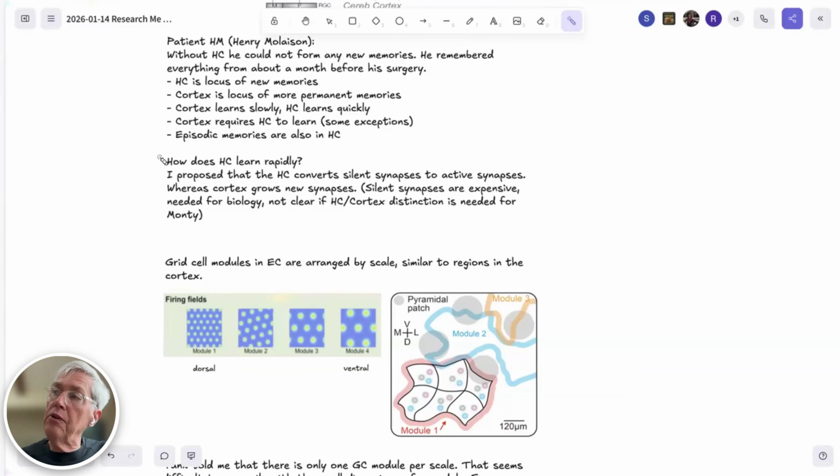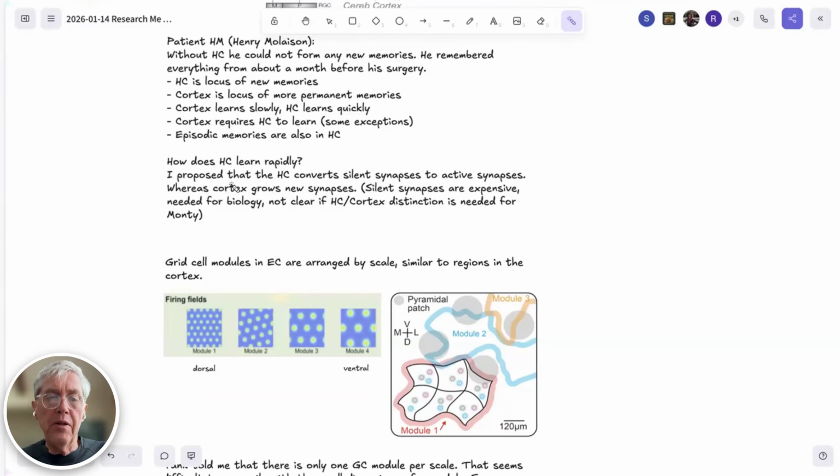There are examples of synapses forming in the cortex in a matter of a minute or two, but that's not fast enough. So I speculated that for the hippocampus to learn so quickly, the hippocampal complex, there must be existing synapses that are silent, that aren't doing anything. And this learning is just converting an existing synapse that isn't doing anything to one that actually does something.